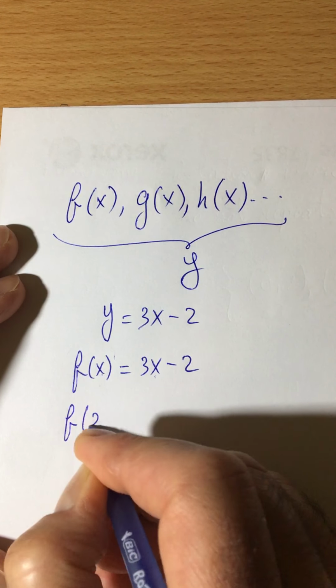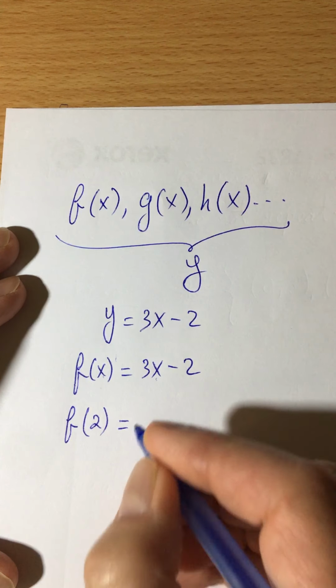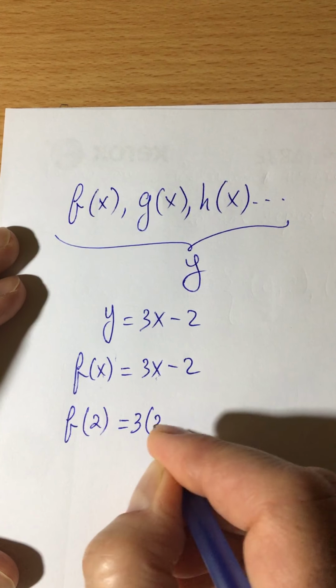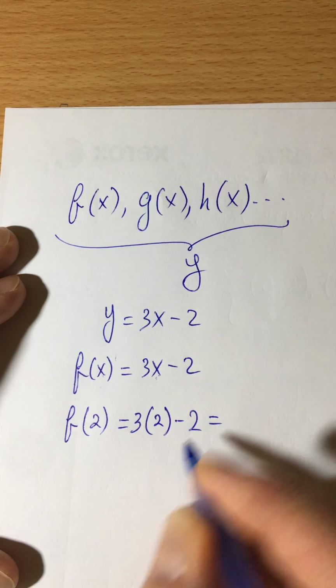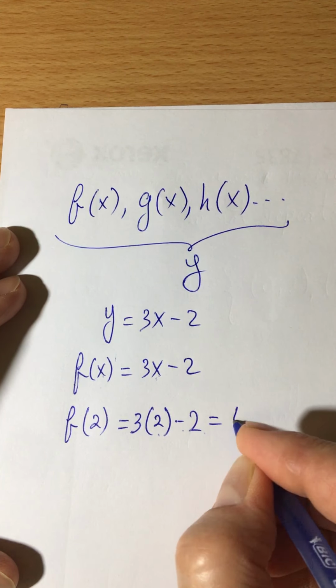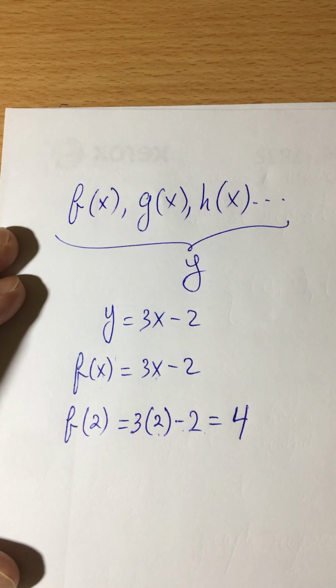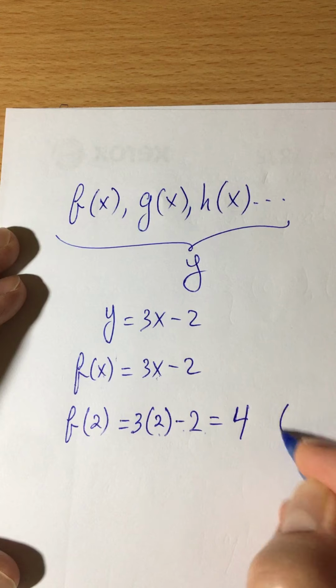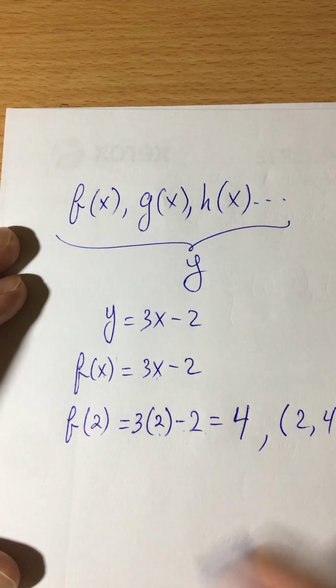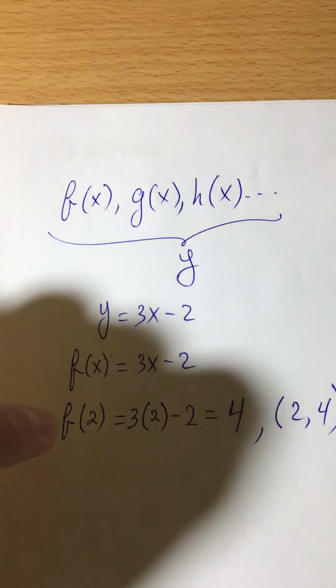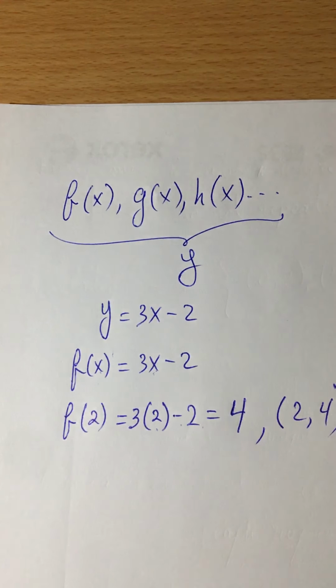I'll give you a quick example. Let's say I say f of 2. What does that mean? That means your input, your domain is 2. And what comes out? 6 minus 2, 4. So that means domain is 2, the range is 4. I can also write it as a point, (2, 4). Independent value was 2, dependent value was 4. Okay, so let's do a couple of quick examples.